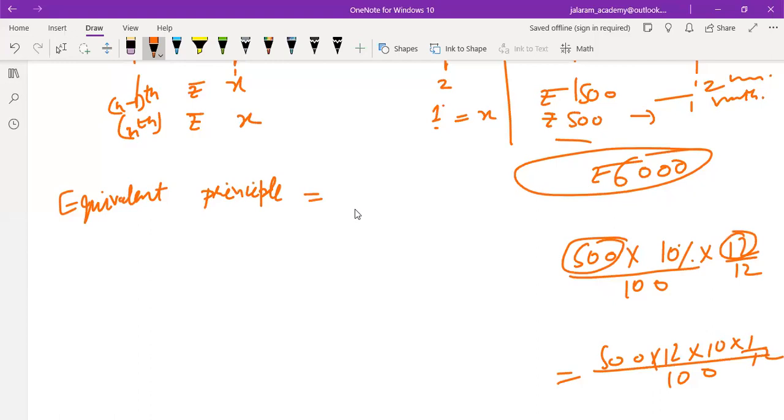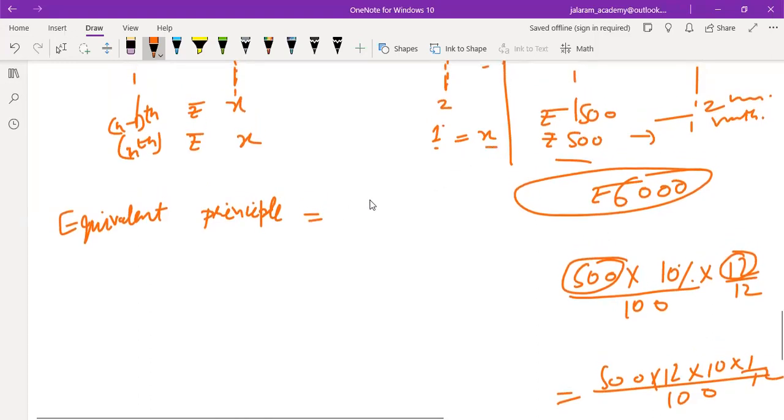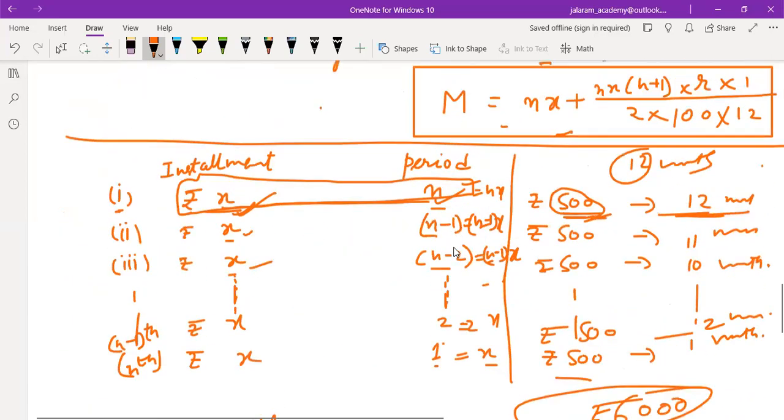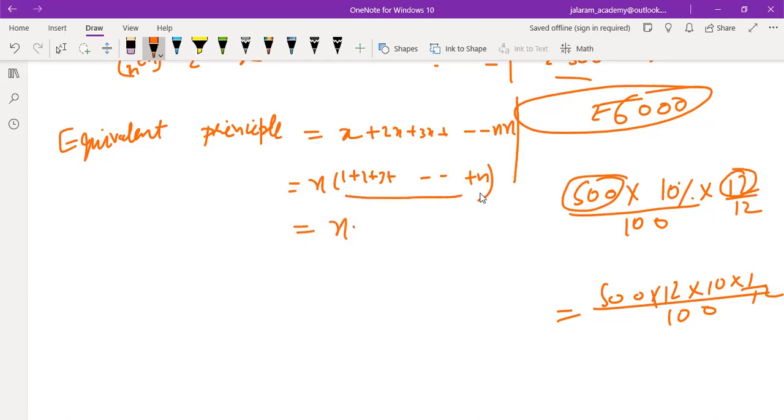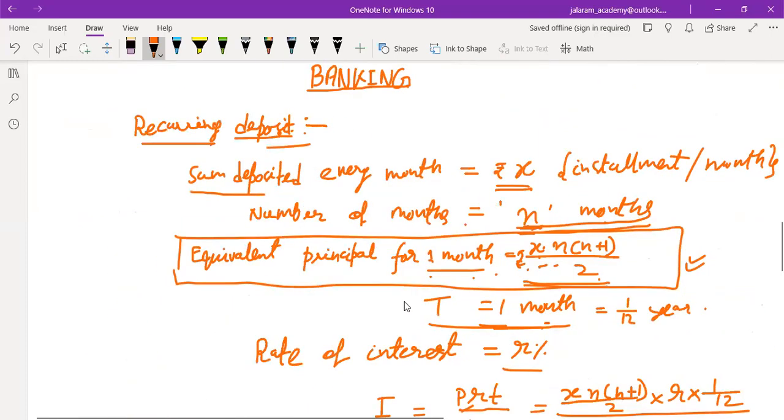So the equivalent principal is obtained by adding x for the last month, 2x for the previous month, then 3x for the third last, and finally for the first month when we have deposited nx. So x is common between these. So 1 plus 2 plus 3 and so on up to n. So x into, we know that the sum of 1 to n is given by n into n plus 1 upon 2. So this sum, n into x into n plus 1 by 2, is taken as the equivalent principal, which must be deposited in 1 month to get the same interest. So we will use this equivalent principal.